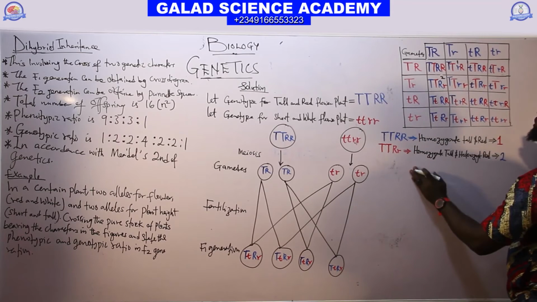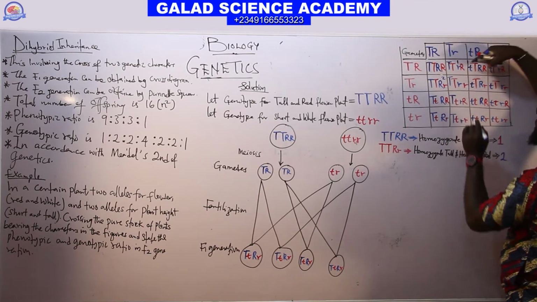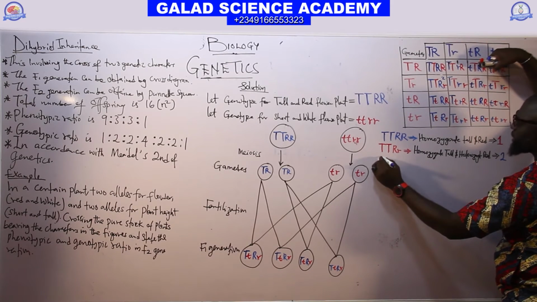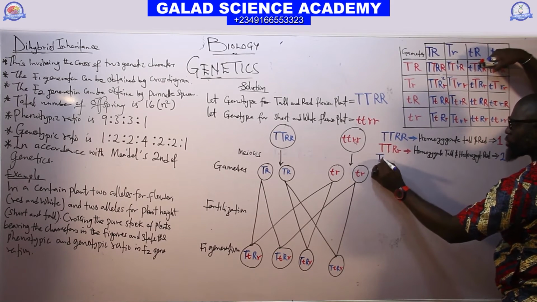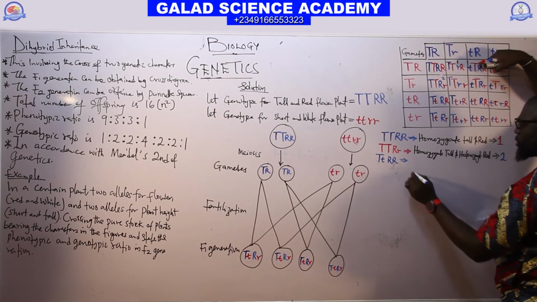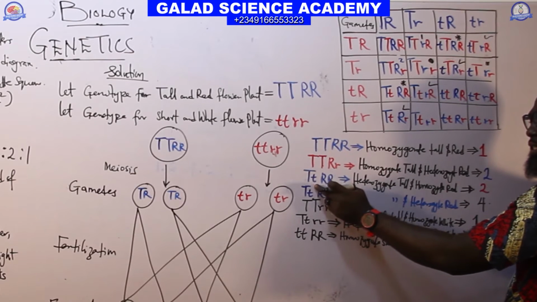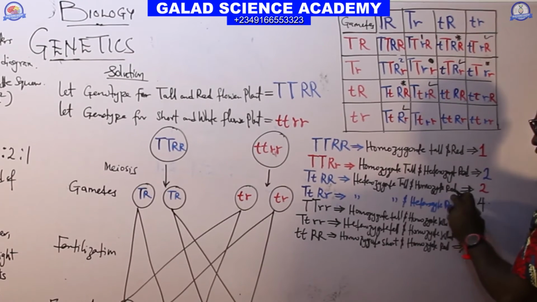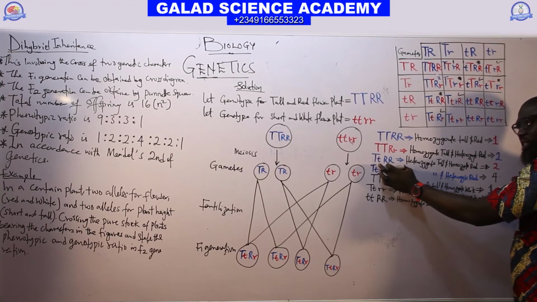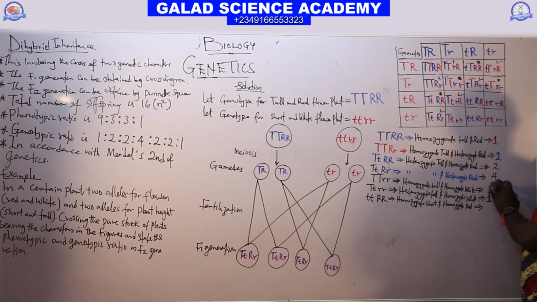So the next one is what? We are done with this. Let me put here, we are done with this. How many is there? C, small and R. So among these now, T, this is what? Homozygous tall and homozygous red. Count it here, it is two. Heterozygous tall, heterozygous red. There are four.